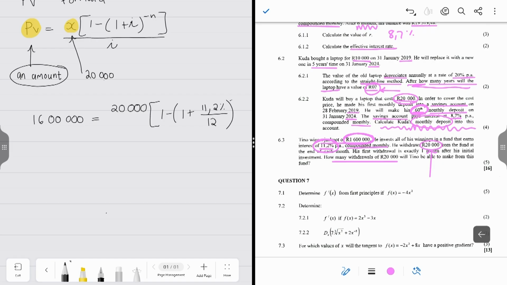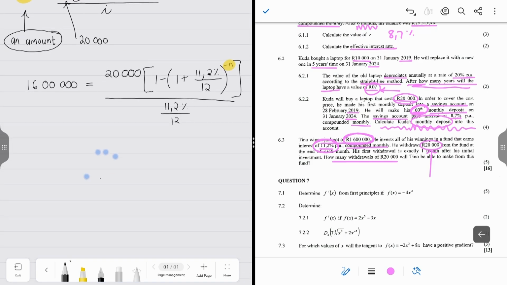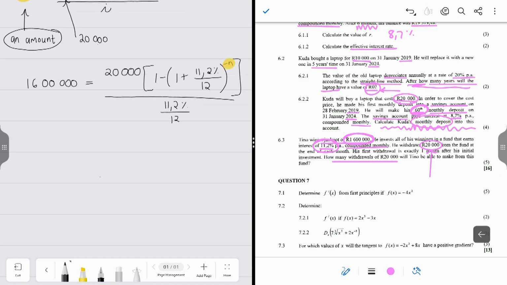And then what don't we know? We don't know our n value. We want to know how long can Tino withdraw 20,000 every month and get to use that exact amount of 20,000 every month. How long will he be able to sustain that? So eventually the money keeps getting less, and we want to know, well, when will it be 0?